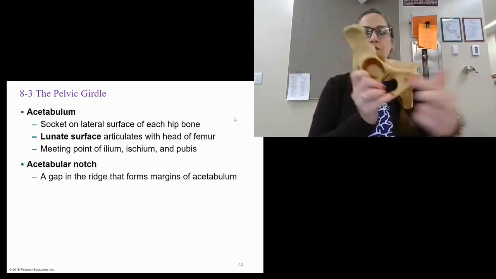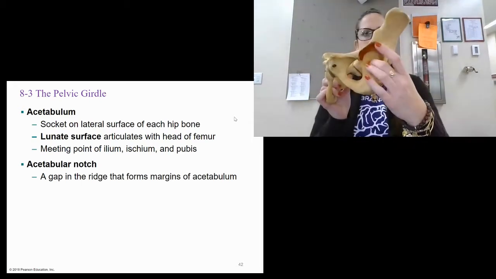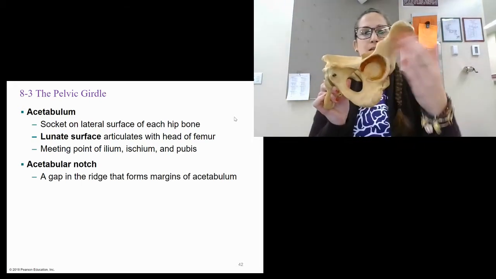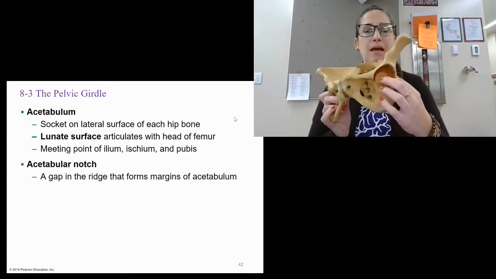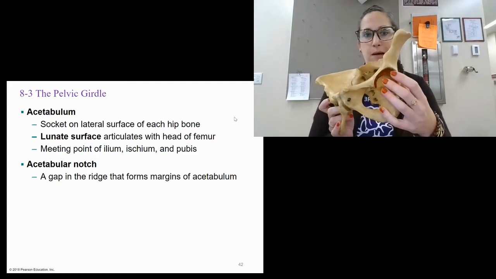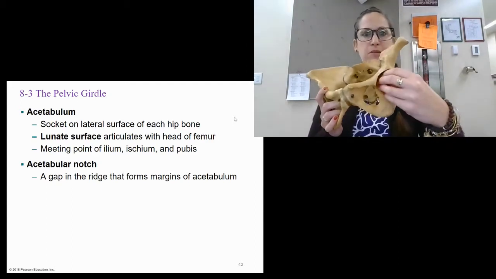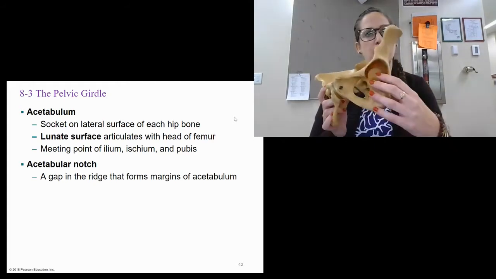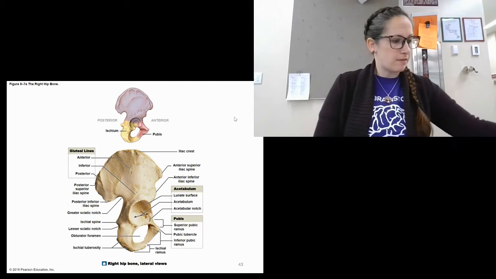The first marking that you need to be able to identify is this circular, essentially fossa that's located on each coxal bone. That is actually the result of all three bones together, and that's where they all kind of meet up, and that's called the acetabulum. And that is where the head of the femur articulates to form the ball and socket joint of the hip. All right, and you can see that there.